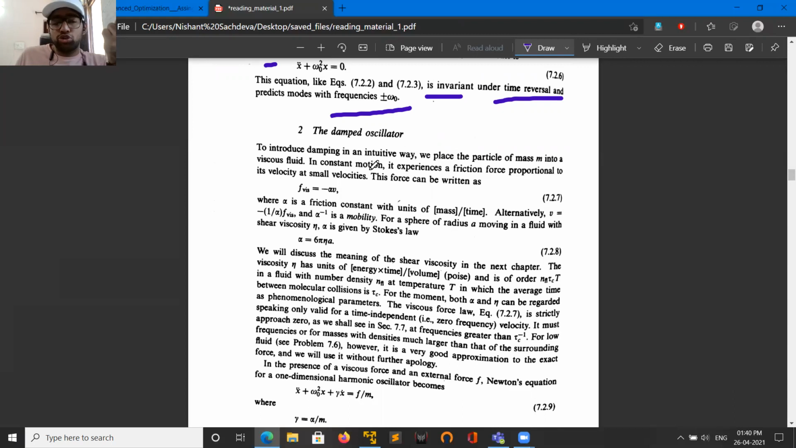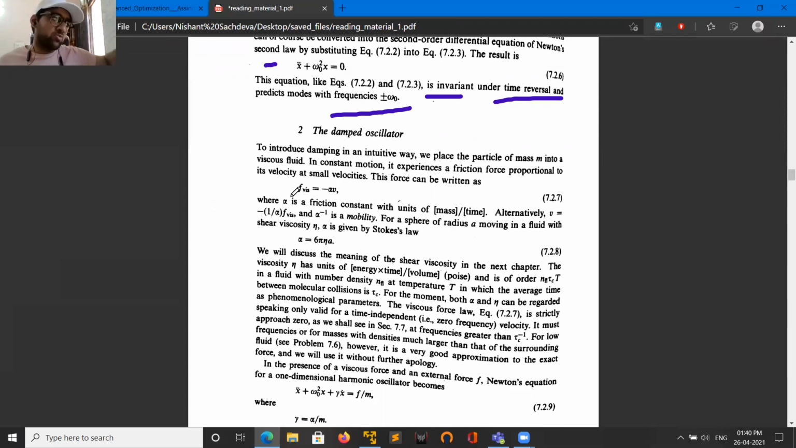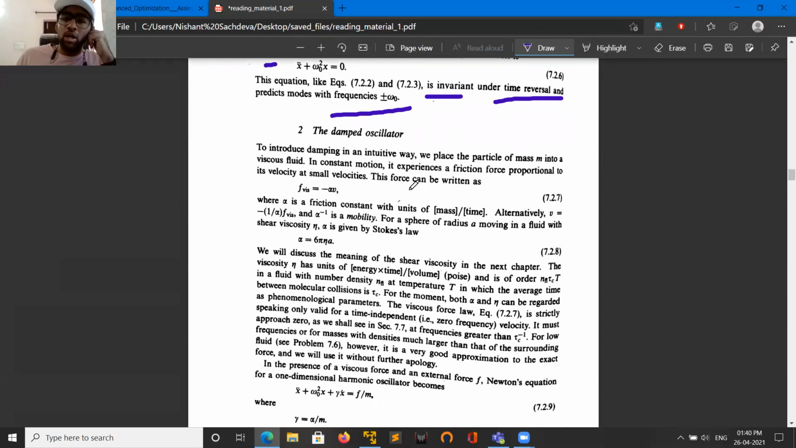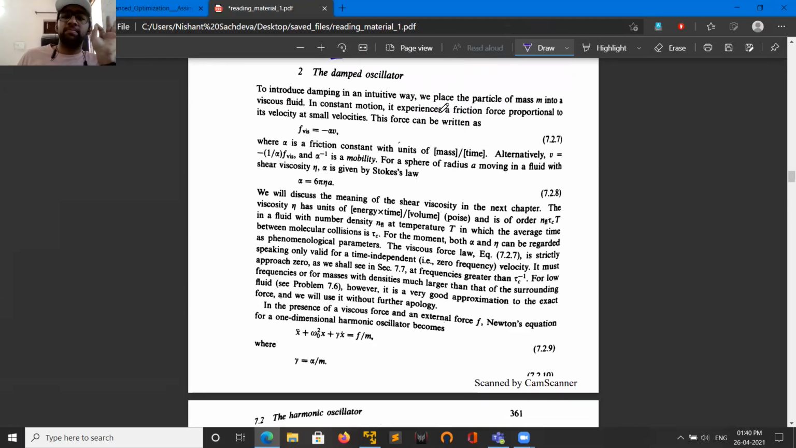Now, when in constant motion, a ball or a particle experiences a friction force which is proportional to its velocity at small velocities. With the increase in velocities, the friction will change. So under small velocities, the force can be written as F viscous is negatively proportional to v, where alpha is the friction constant with units of mass by time. Alternatively, we can say that the velocity depends on the viscous force in the following fashion, where 1 by alpha is called the mobility. So the higher the alpha, the lower the mobility. The higher the alpha, the more the friction force.